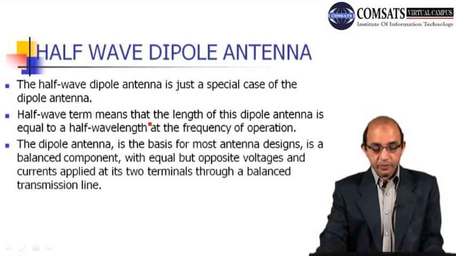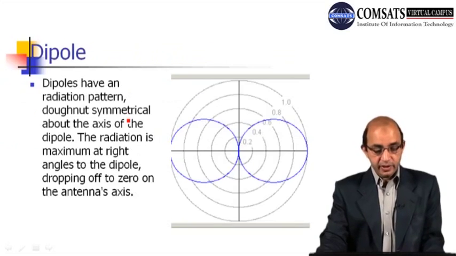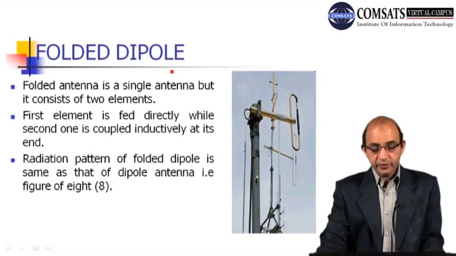So half-wave dipole antenna, and here we have the radiation pattern of the dipole. You can see that we have symmetrical circles about the axis of the dipole, maximum at right angles to the dipole, dropping off to 0 on the antenna's axis, right? So then we can have a folded dipole.